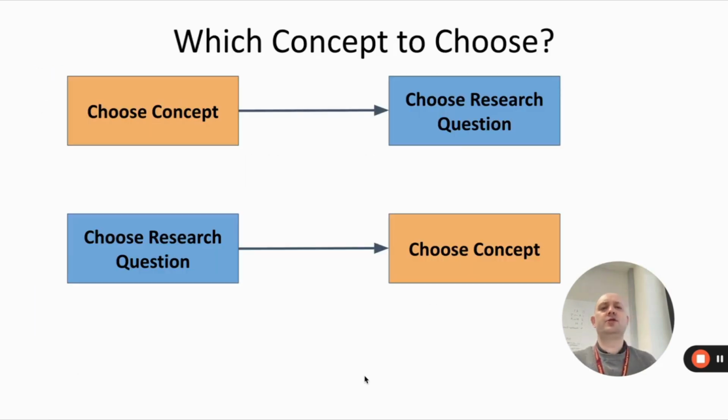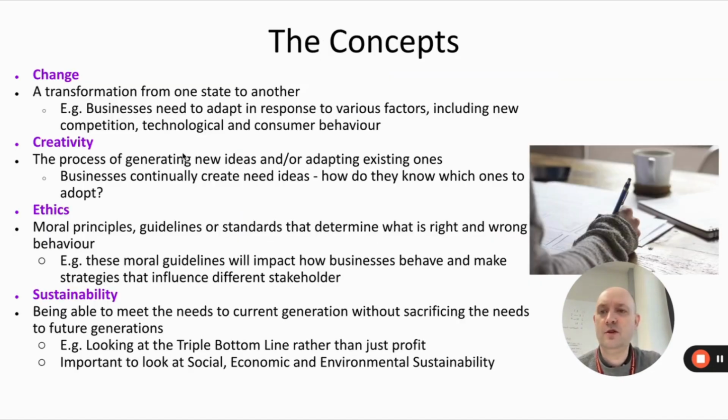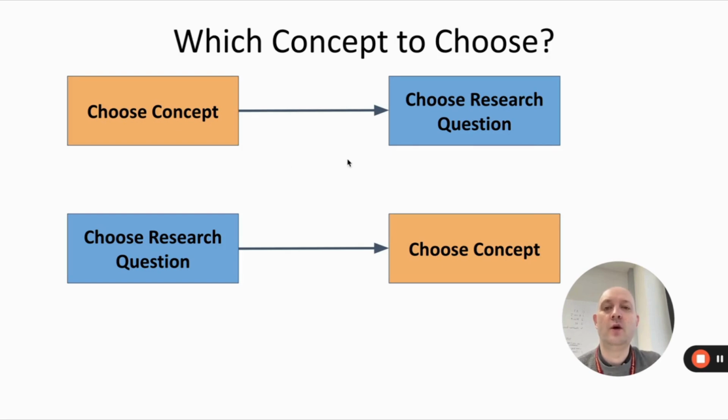So which concepts to choose? How do you go about choosing a concept for your essay? And I think there are 2 ways you could do this. The one at the top is you first choose one of these 4. So you go, okay, I want to do an IA on creativity. That's the one I really, really want to do. And then you go and look for a research question around this. So maybe you see that a certain company is doing something which you think is creative, and then you can design the research question around that. That's a really, really good strategy.